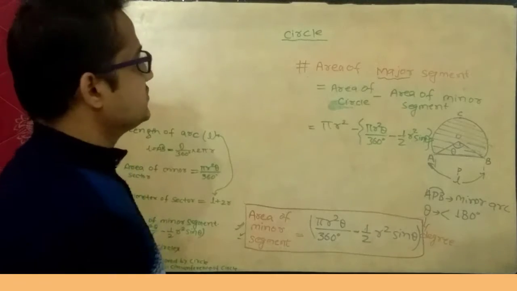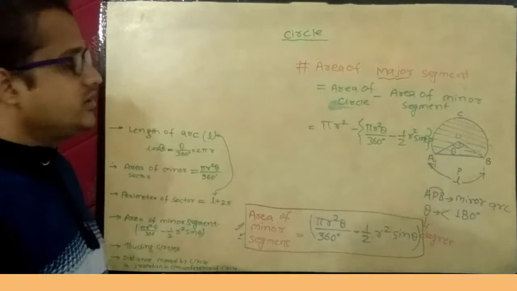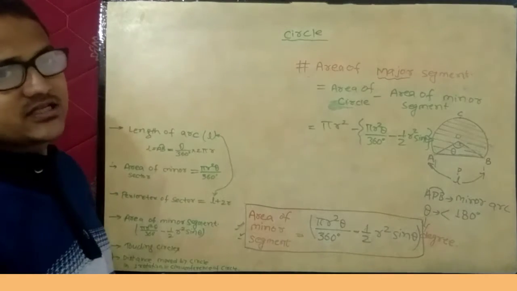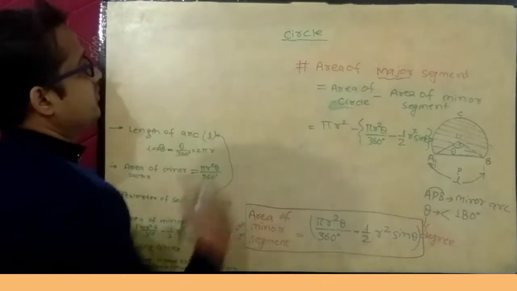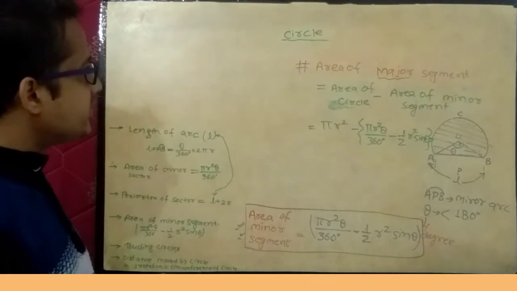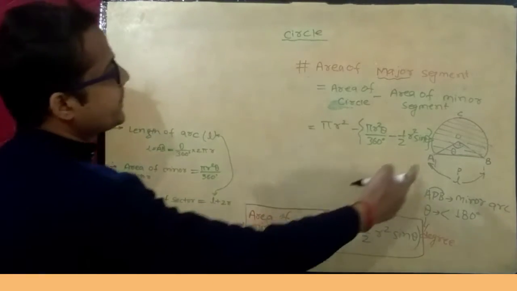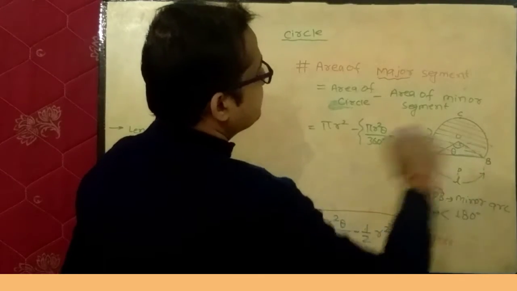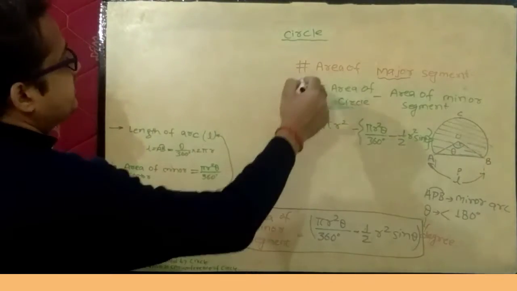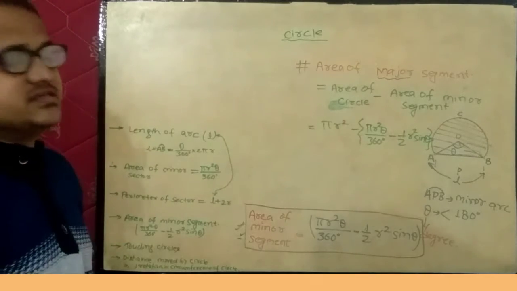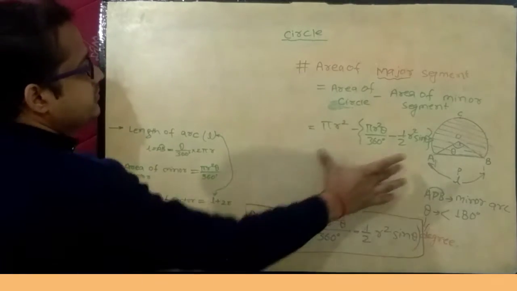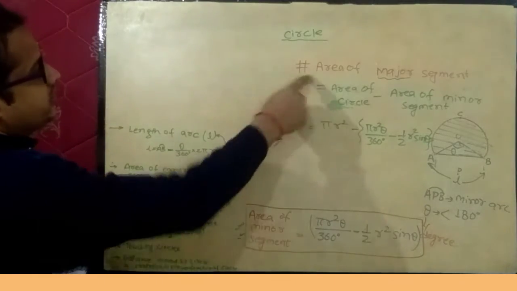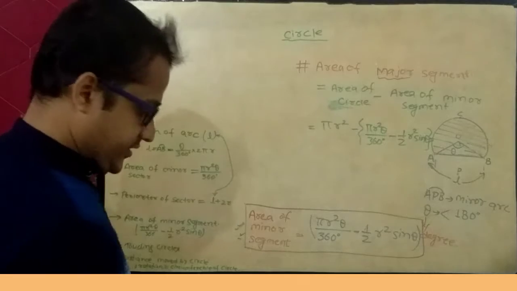But my suggestion is not to remember this major segment formula. If you remember the formula for the area of minor segment, then you can easily calculate the area of major segment. How? Simply subtract the minor segment area from the area of the circle, and you will obtain the area of the major segment. Because this formula is not easy to remember, using your basic concept you can find the area of major segment.